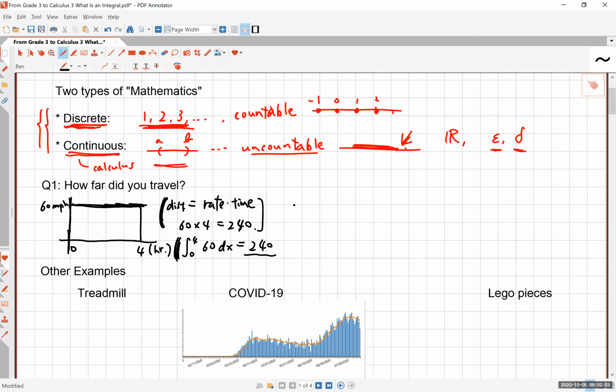Now, let me change the problem a little bit. What would have happened if you drove at 60 miles an hour for 2 hours, okay? And then 50 miles an hour for 2 hours. Okay, so you may have gotten into a little congestion or something, and so this is 50, right? So you know that this area here is 120, it's 60 times 2, and here it's 50 times 2 and 100. So total, you have 220 miles.